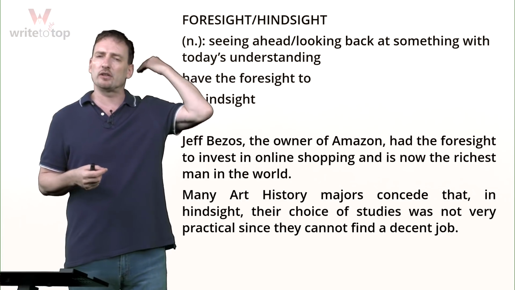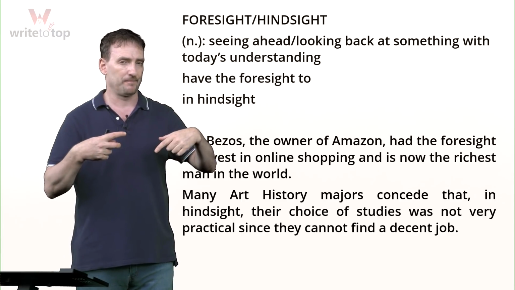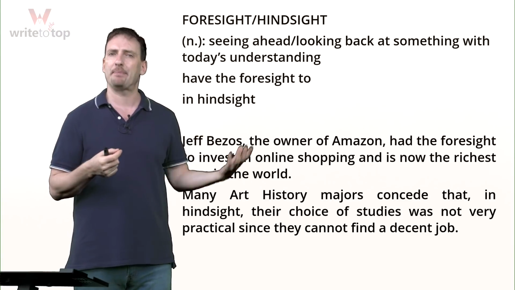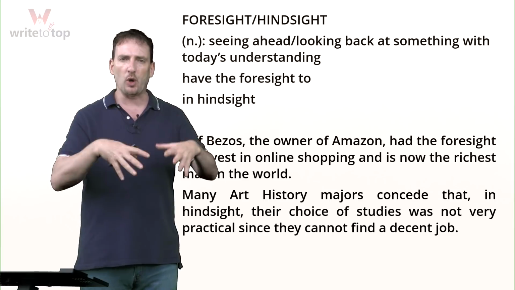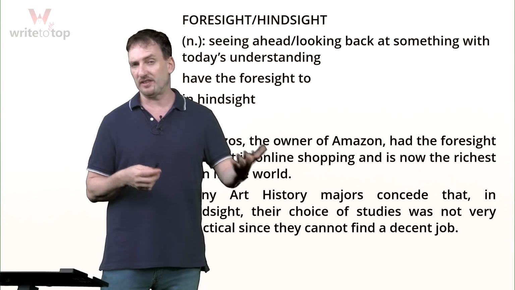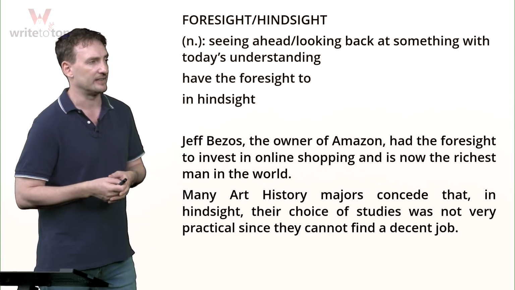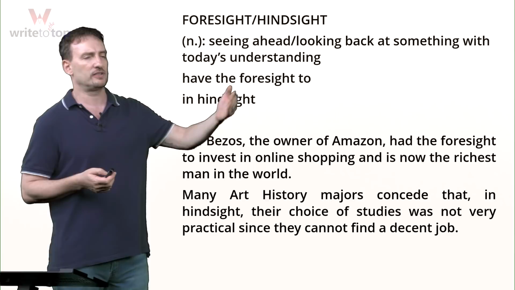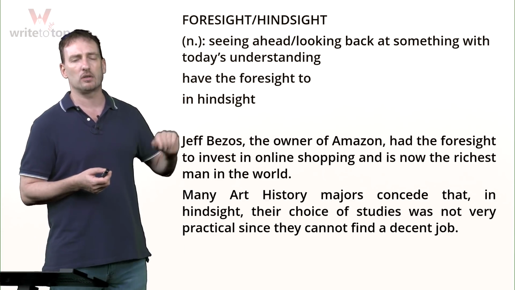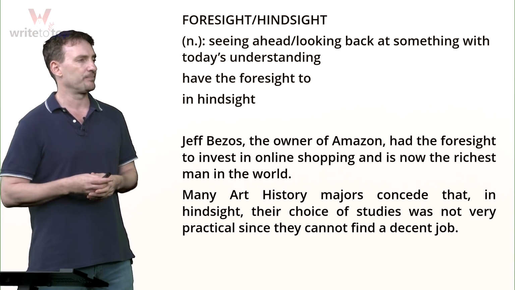Hindsight means when you're looking back at something, but with the present knowledge. So you're looking back at something that you did in the past or that happened in the past, but you know today why it worked, why it didn't work, why it was a good decision, why it was a bad decision, because you have present knowledge about a past event. Have the foresight to do something; in hindsight. So these are the usual collocations for these words. In hindsight, it was a bad decision.